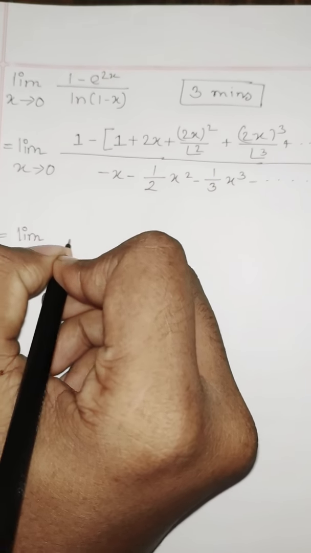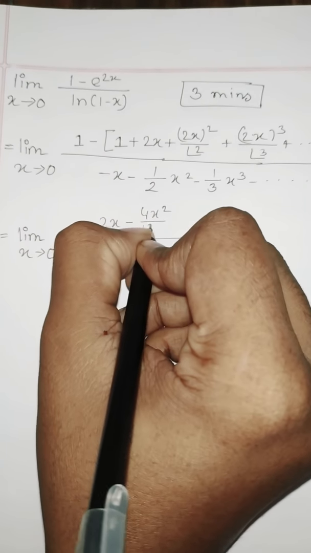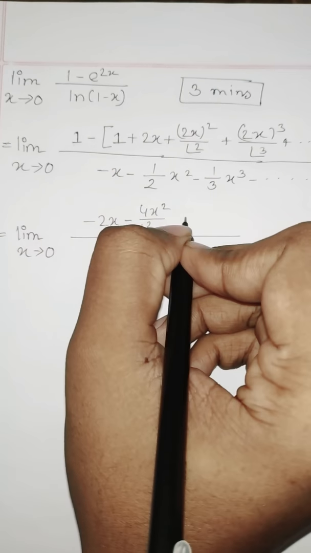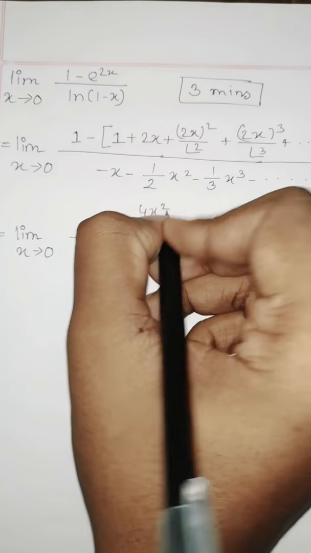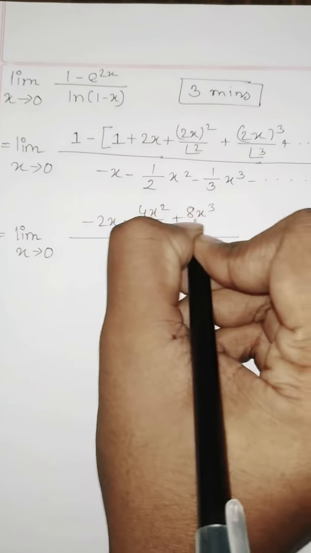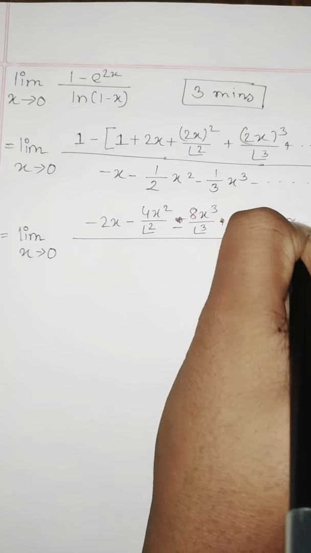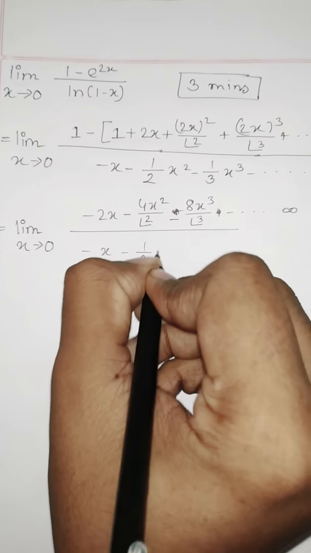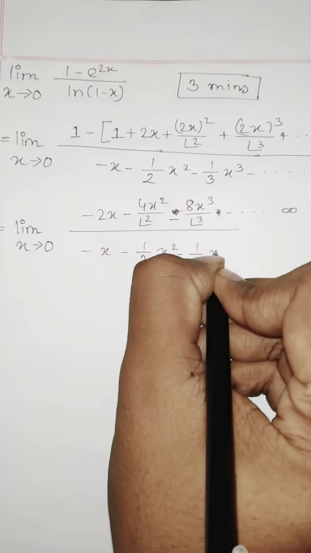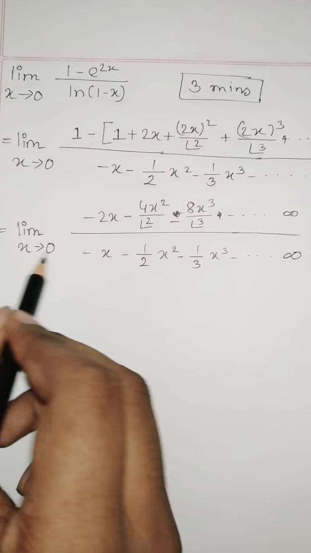Then, if we do a slight calculation here, in the upper part we have 1 minus 1, then minus 2x minus 4x square by factorial 2. I am not crossing them out because these things will be eliminated in the next process. Then we have minus 8x cube by factorial 3, and so on. In the lower end we have minus x minus half of x square minus 1 by 3 into x cube, and so on. So here x tends to 0.